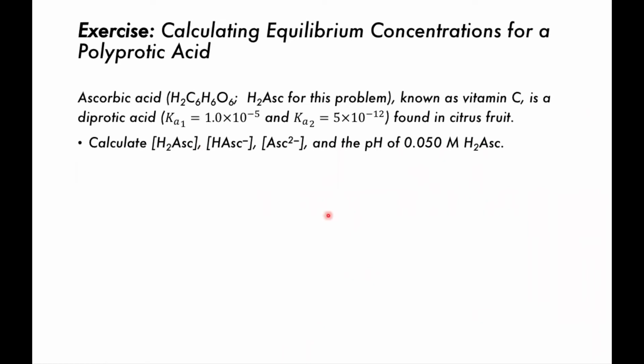So our exercise now is to calculate equilibrium concentrations for a polyprotic acid. Ascorbic acid, the formula is given there, is known as vitamin C, and it is a diprotic acid, meaning that it has two ionizable protons, and it is commonly found in citrus fruit. So we're being asked to calculate the concentration of all three forms: the undissociated form, the singly deprotonated, and the doubly deprotonated form. And we're asked to find the pH of 0.050 molar ascorbic acid.